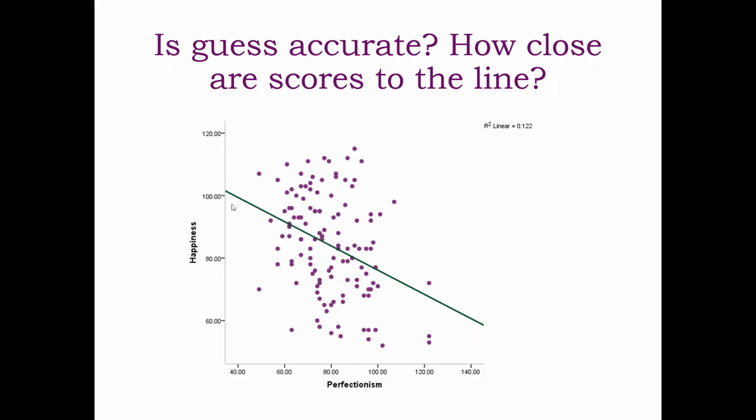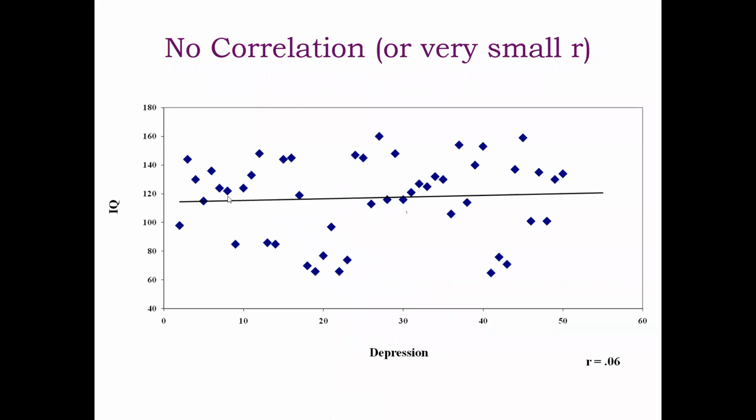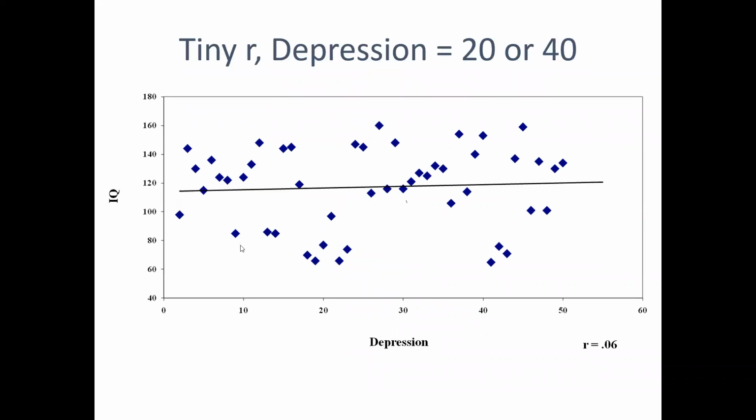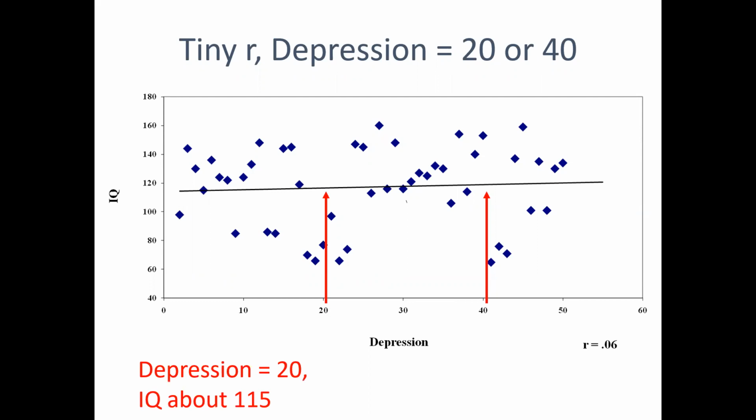However, it's a pretty steep slope, so it's better than something like this, when you have a very small or weak correlation. You can't tell a lot about Y based on X. You can see that people's degree of depression doesn't say a lot about their IQ. For example, for a depression score of about 20 we get about 115, and for 40 we get about 118. Very little difference, probably not meaningful at all.